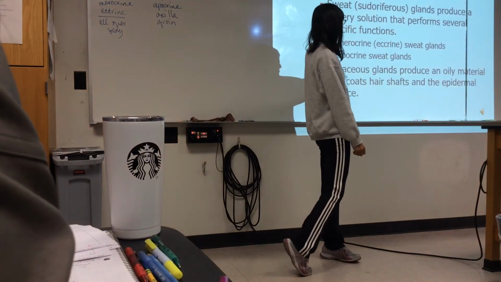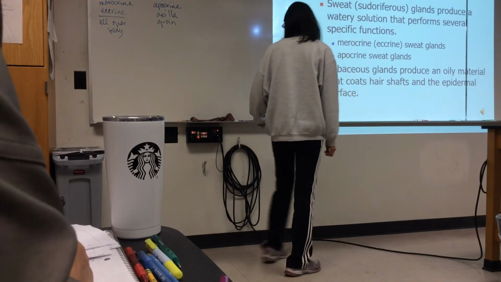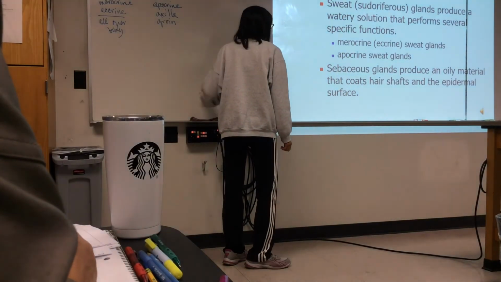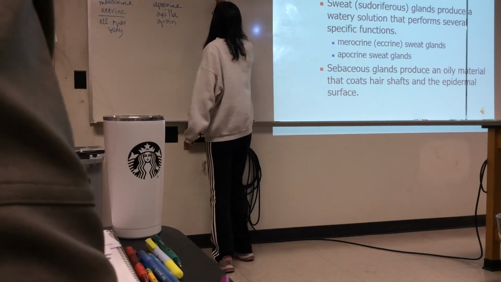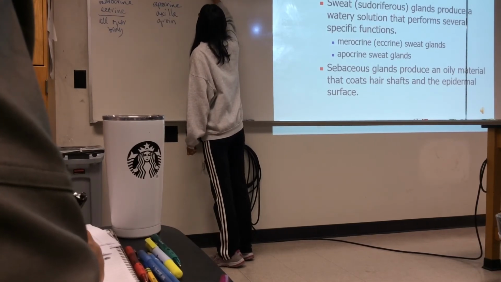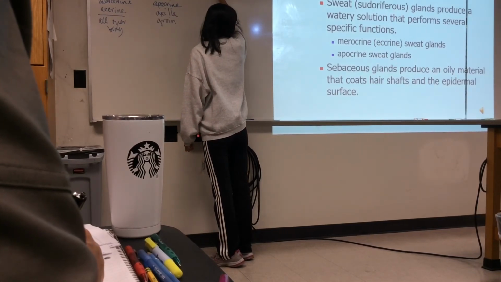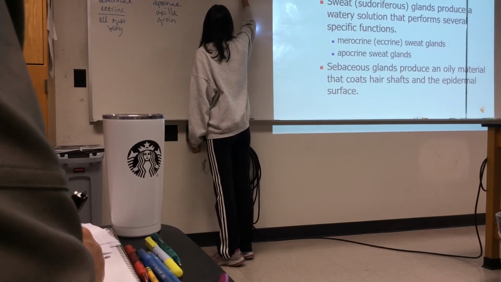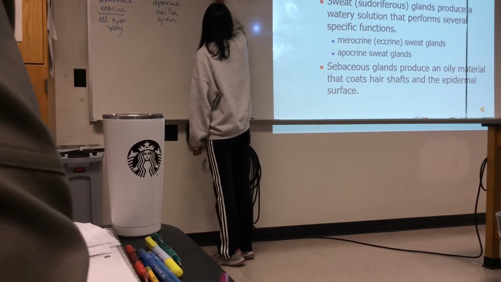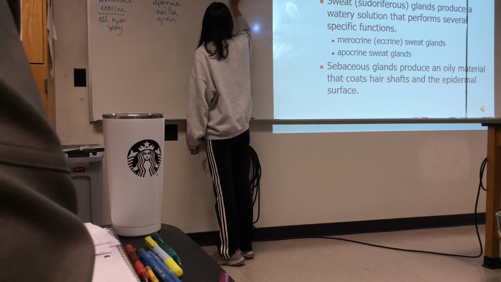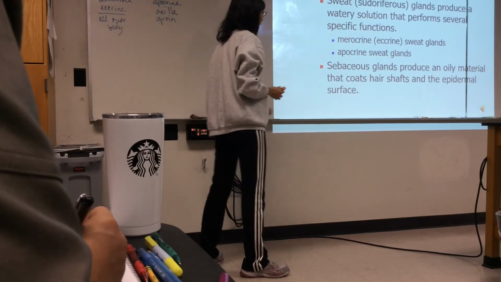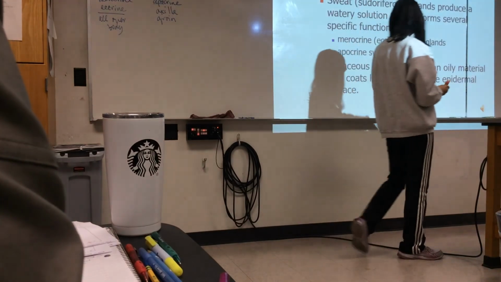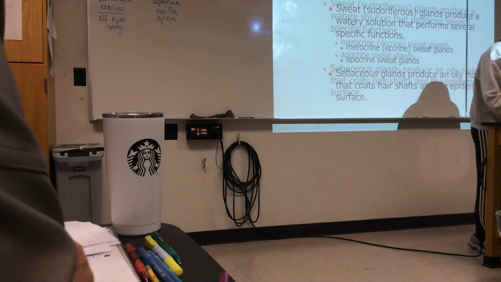Okay, and then what is sebaceous gland? Hello, what is sebaceous gland? Oil. Right, it produces sebum, which means oil. Okay? And it goes into the hair shaft, like we talked about, to the surface.